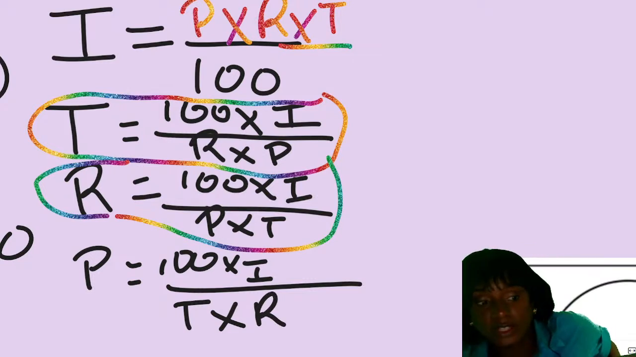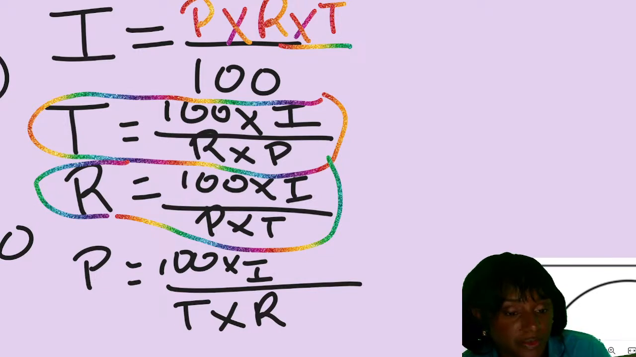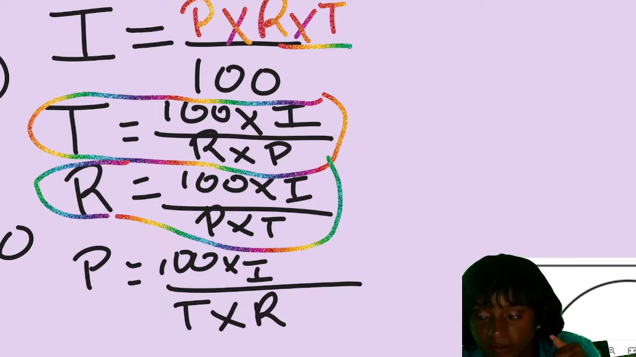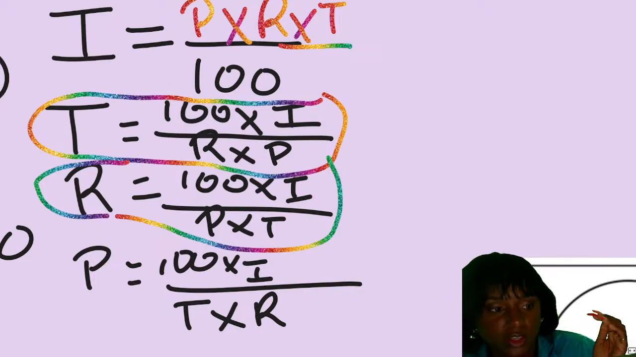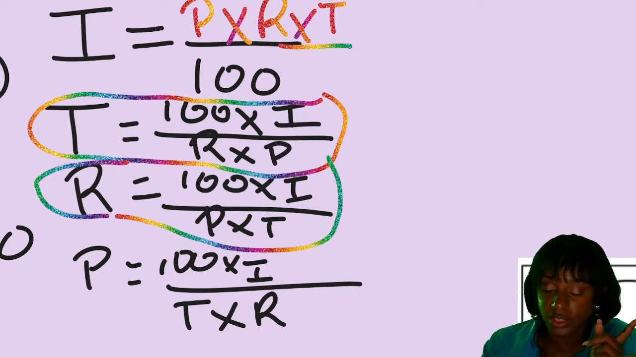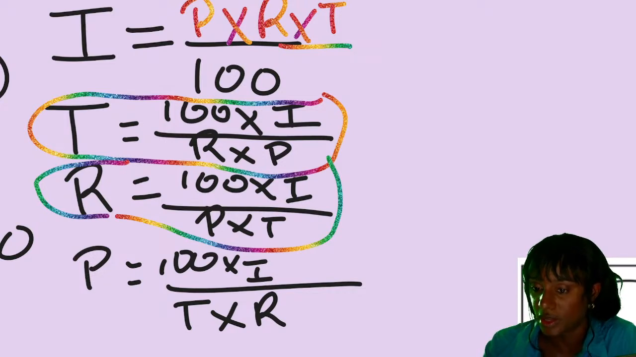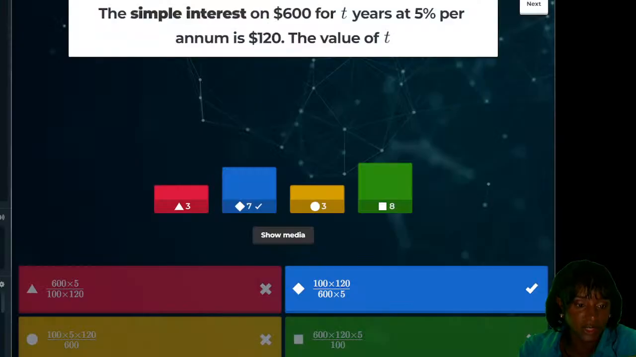Okay, so look at these formulas. You'll actually see a pattern. For interest, principal times rate times time over 100. For time, for rate, for principal, you will notice that the numerator is 100 times I for all of them. So keep that in mind. This formula will not be on the formula paper, so you need to know these formulas. Okay, so let's get back to the game.